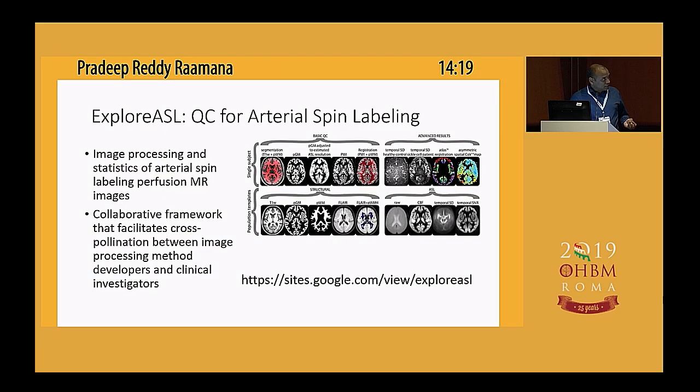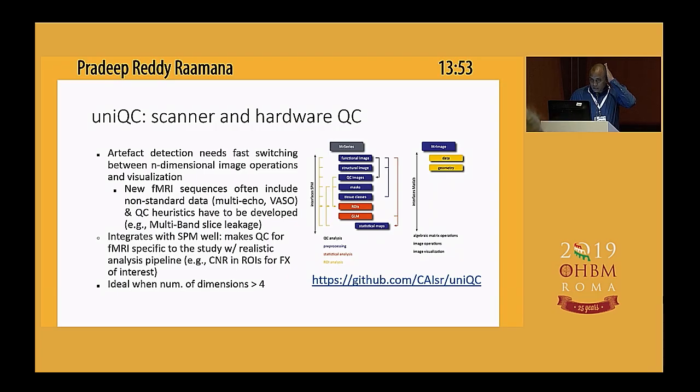And for ASL, the arterial spin labeling modality, there is a toolbox. In fact, this is a great community effort trying to build a collaborative framework that facilitates cross-pollination between image processing methods people and clinical investigators, to try to improve the quality of ASL analyses. If you are into these applications, please take a look.